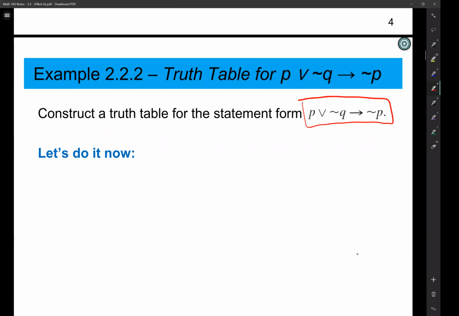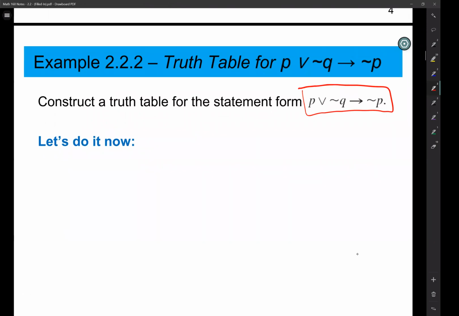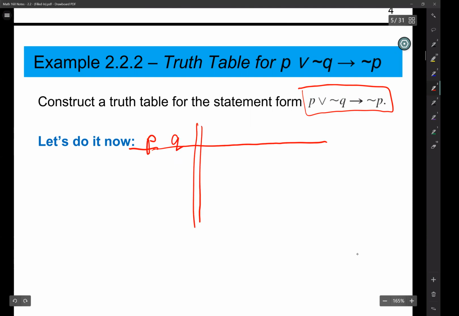So let's go ahead and write out the truth table here. So draw out your truth table. There are only two statement variables here, P and Q. So I'll just call P and Q. P, Q. And remember, these are the automatic ones. So we can just say, okay, true, true, true, false, false, true, and false, false. Okay. So remember, we fill that part out automatically anytime we do a truth table.